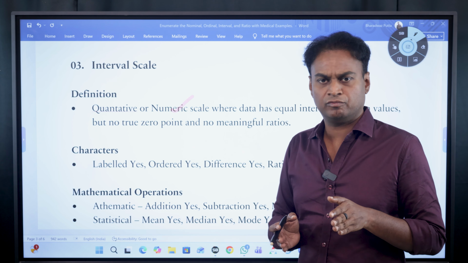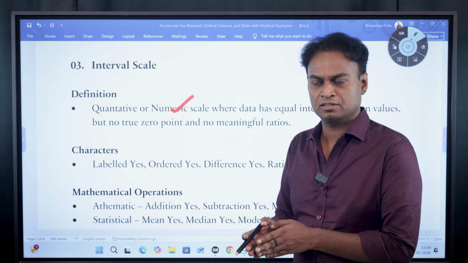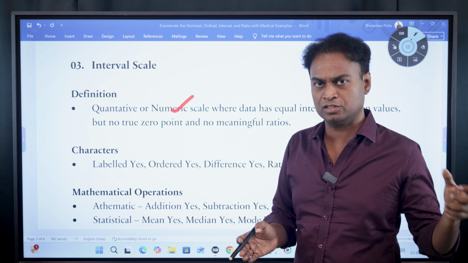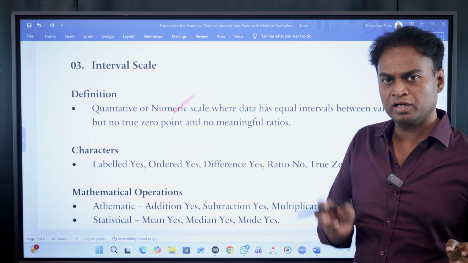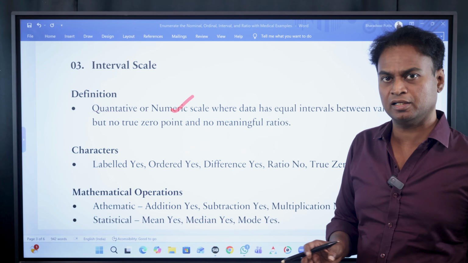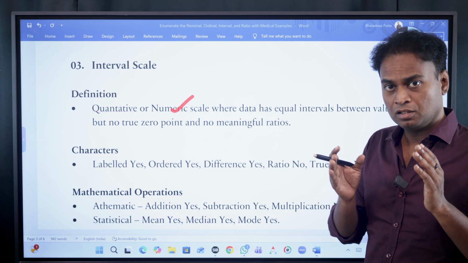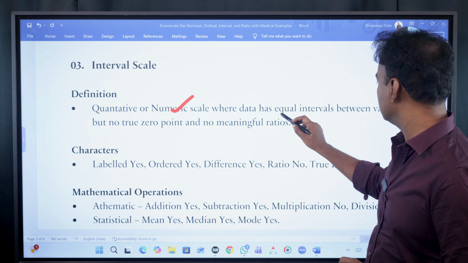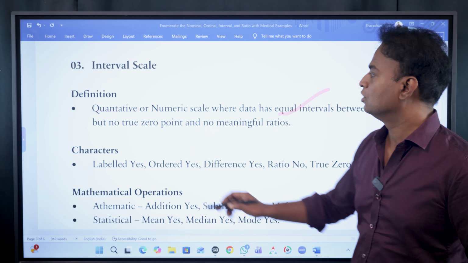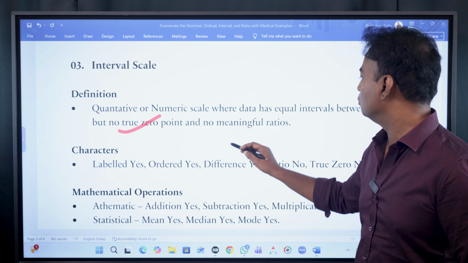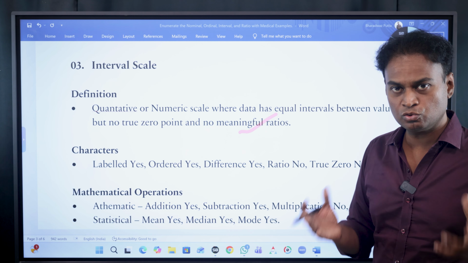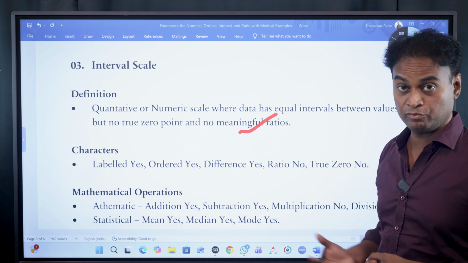So when the patient is in first place, the next patient is in 5th place, the third patient is in 10th place, the difference between 1 and 5 is the same as the difference between 5 and 10. So the intervals are true here, and there are equal intervals between the values, but no true 0 point, no meaningful ratios. When there is no true 0, there are no meaningful ratios.